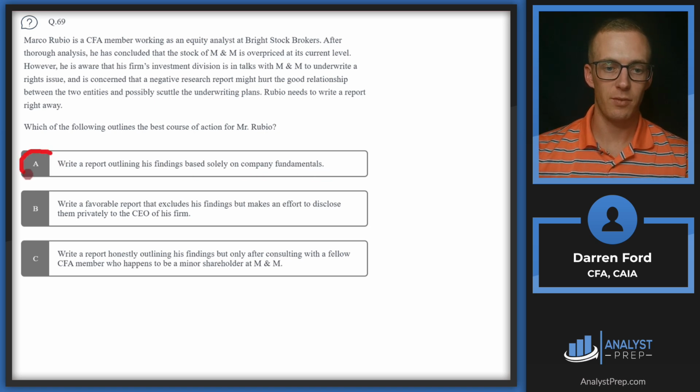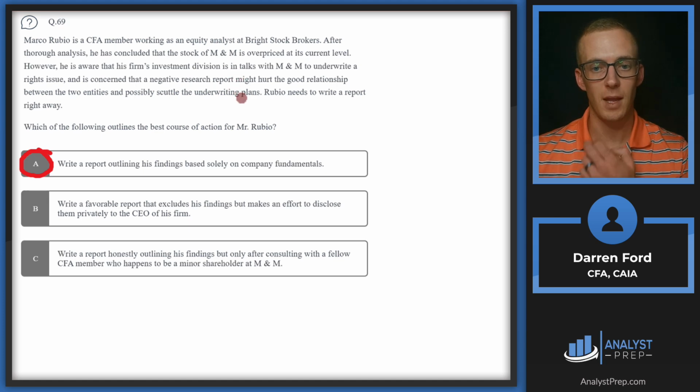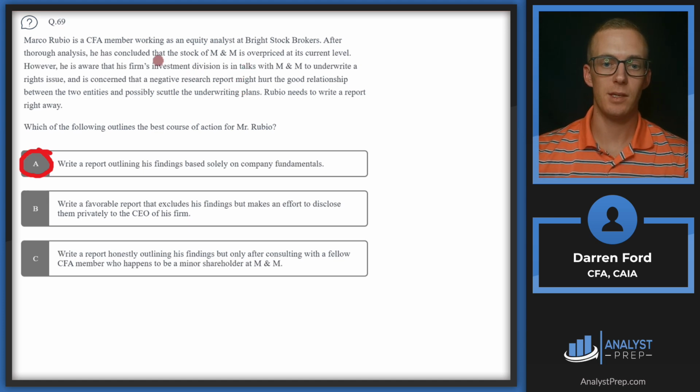This sounds like it could definitely be our answer. I'm going to go ahead and circle it, but we'll make sure we can rule out B and C. It's always going to be a good thing to write based on your findings without the influence of outside conflicts of interest, whether it's your firm or personal conflicts. And he's done thorough analysis, so writing using the company fundamentals is what he should be doing.